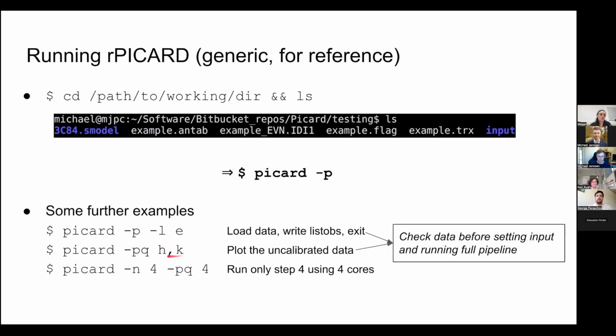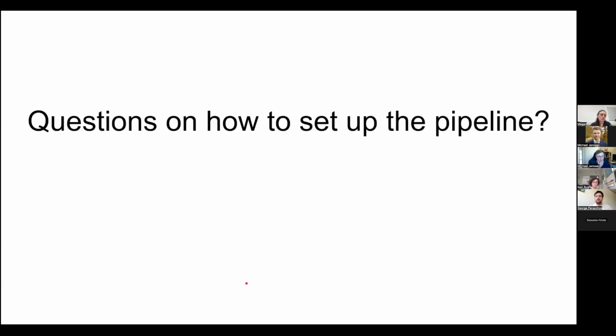So in this case, this will give you only plots of the uncalibrated data to maybe look at initially before you set any parameters in detail. Or just one other example, you can specify also the number of cores to be run for specific steps, and then here in this case, running only step number 4.